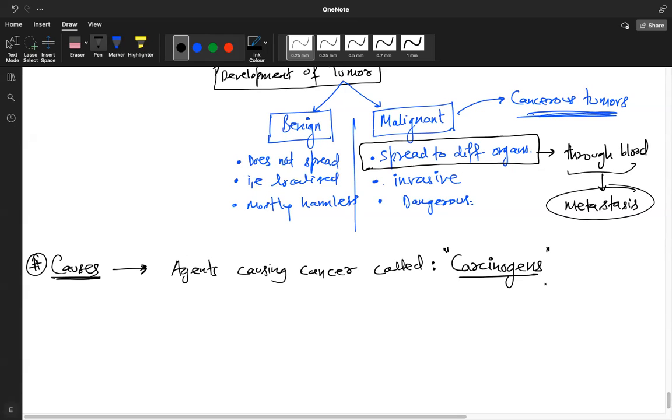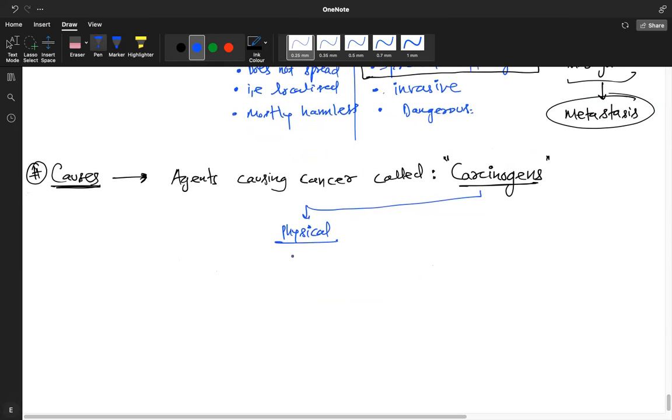Yes. So let me first make it clear to you, these carcinogens can be physical carcinogens. Now this is very interesting. Something physical that can cause cancer. Do you know anything which is physical and can cause cancer?